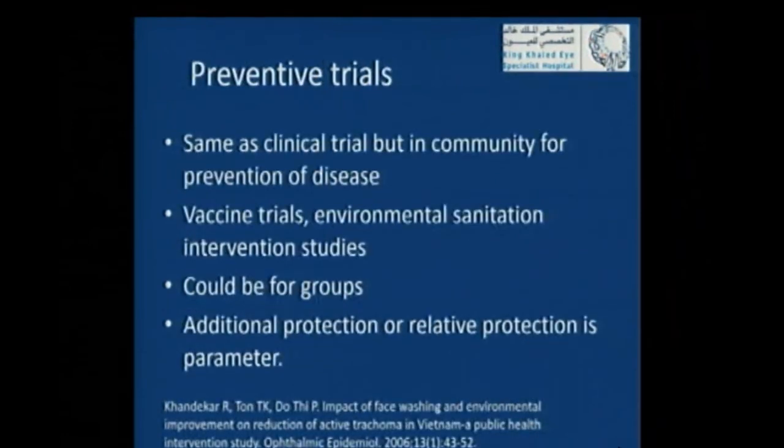Prevention trials are usually done in public health. A large group of villages or areas is given treatment or protection by vaccination or vitamin A supplementation, and certain eye disease prevalence is studied compared to the other group in villages where they are yet to be given or not given.